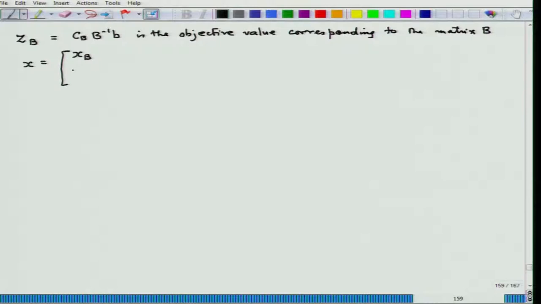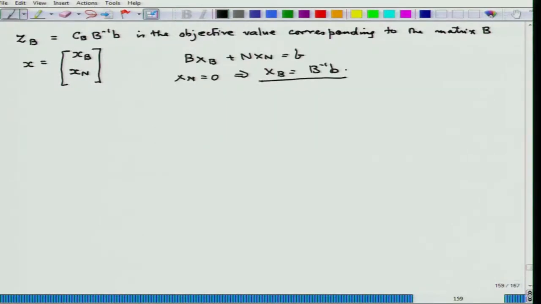So, I can write x as x b, x n, and then you know that A x is equal to b, and A is partitioned into B and N. So, you can write B x b plus N x n is b, and if x n equals 0, we know that x b is B inverse b, and C b transpose B inverse b is the same as whatever we have written. We are not writing C b transpose because that is taken to be a row vector.